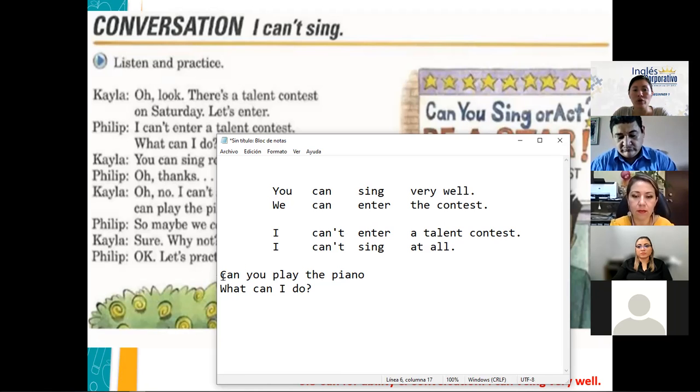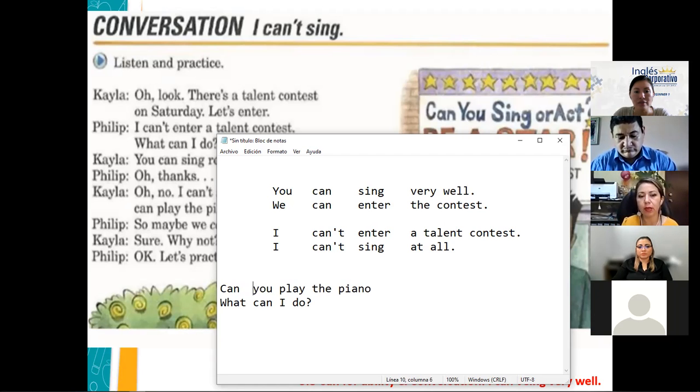Now what happens with the questions? With the question, lo mismo, ¿verdad? There is a switch. Y en este caso, pues, yo no voy a decir, you can play the piano, sino que voy a decir, can you play the piano, right? So this one is going to be different, okay? And I'm going to have can, subject, verb, and complement. And the question mark.